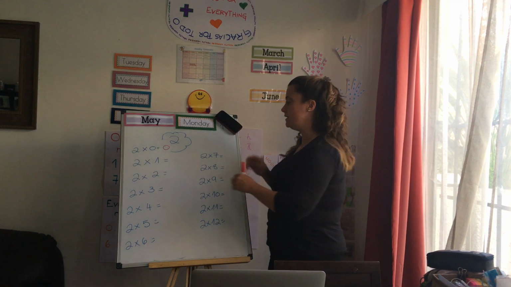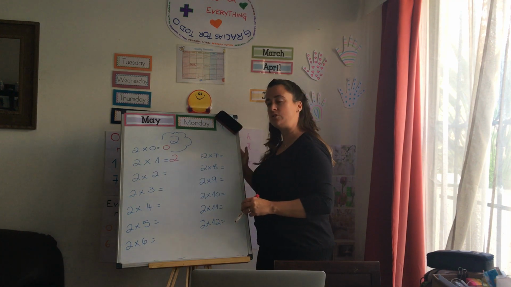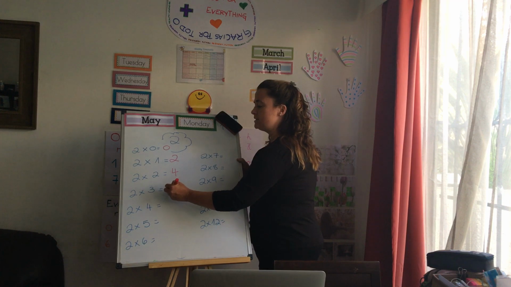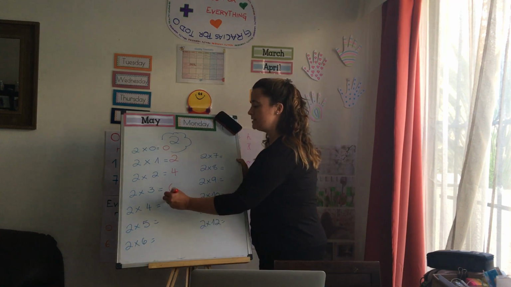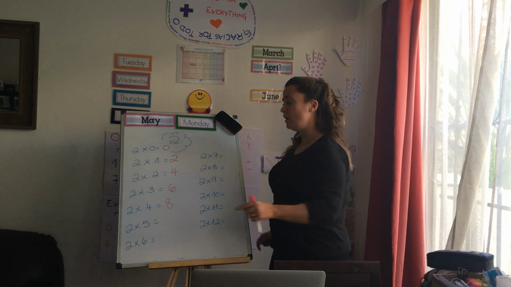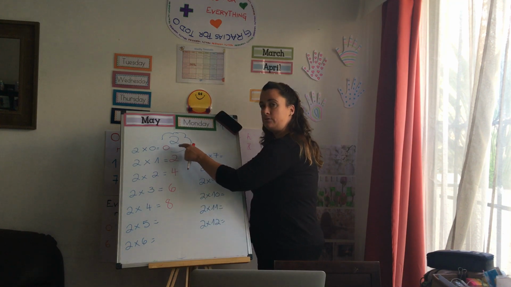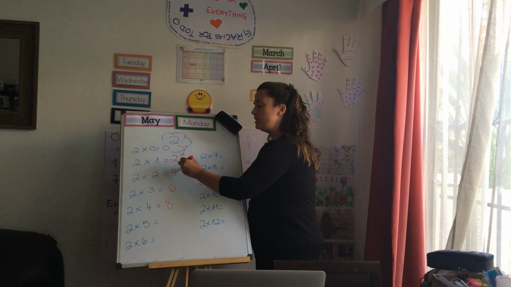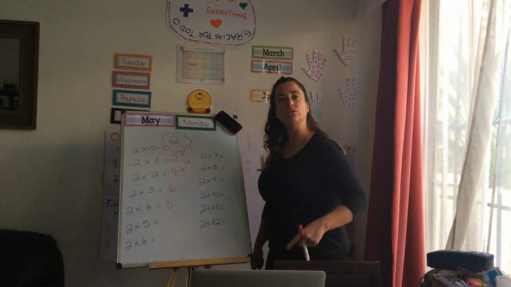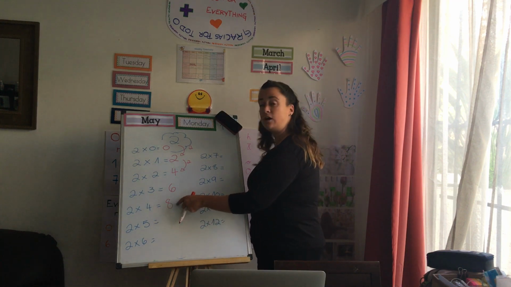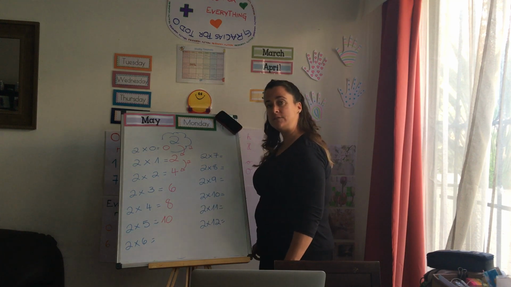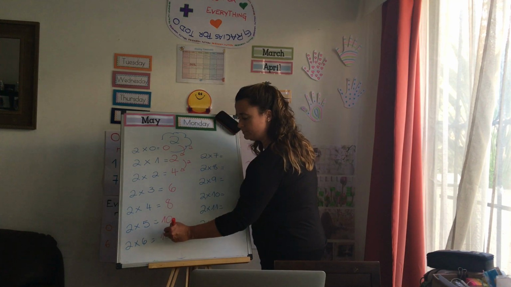2 times 1 is 2. 2 times 2 is 4. 2 times 3 is 6. 2 times 4 is 8. I'm sure most of you are seeing the pattern. 0, 2, 4, 6, 8. How many between each one? 2, 2, 2, 2, 2. You add 2 to the last one. 8 plus 2, 10. 2 times 6 plus 2, 12.